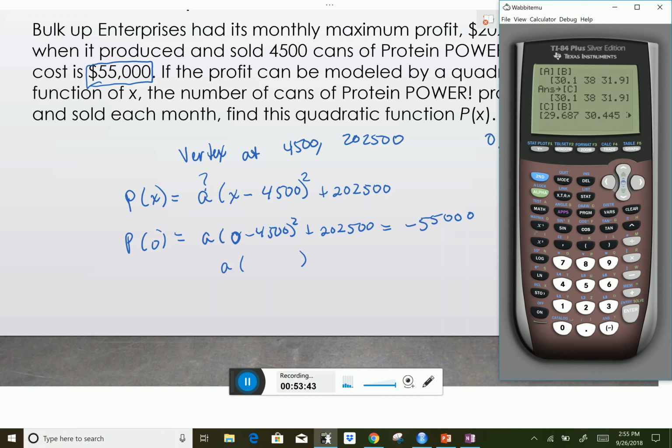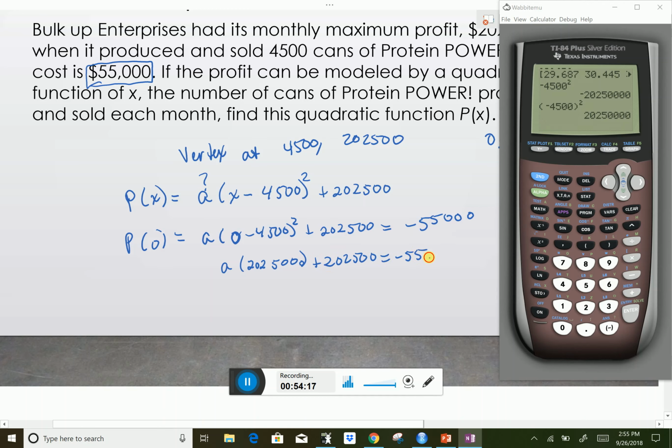Whoops. Let's quit out of this. Negative 4,500 squared is a very big number. Oops. That should have been in parentheses. I apologize. Negative 4,500 squared. And so we have a times 202,500,000, actually with extra zeros, plus 202,500 equals negative 55,000.